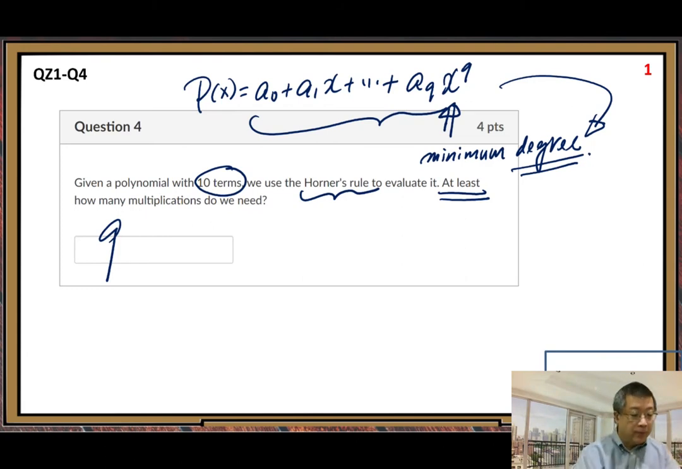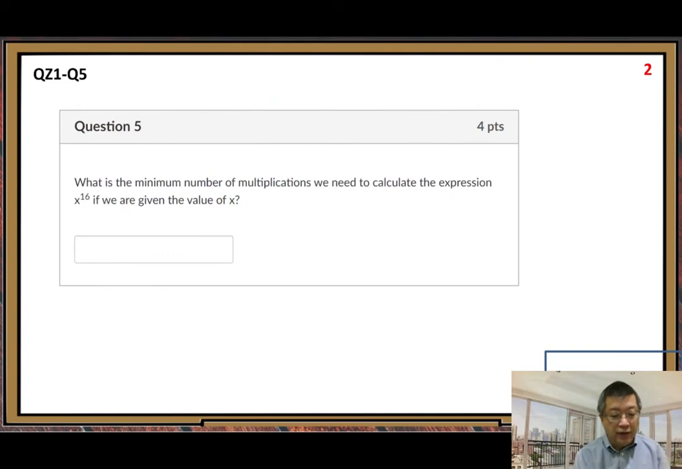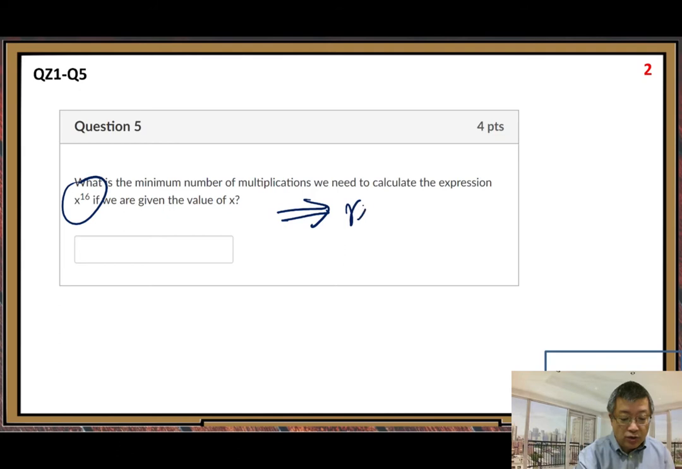Next question, number 5. This one is pretty easy, right? Because here the monomial we are given has an exponent that is a power of 2: 2 to the 4th. So, power of 2 means we should use the repeated squaring technique.